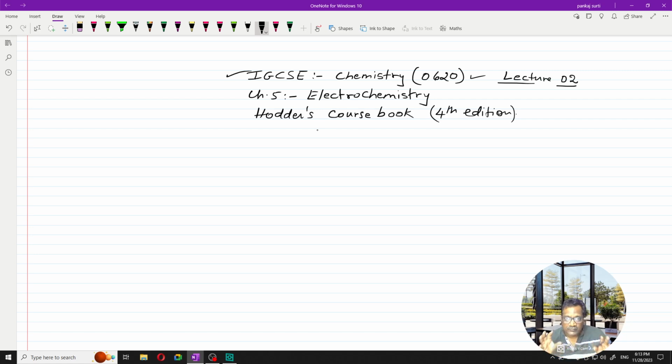Then we studied the two types of ions formed from the electrolytes: cations and anions. Cations have a positive charge, anions have a negative charge. These are the terms we studied, and then we started with how electrolysis takes place. I ended the first lecture with a note that in the second lecture I'll take an example of an actual electrolysis process and explain electrolysis from that example only.